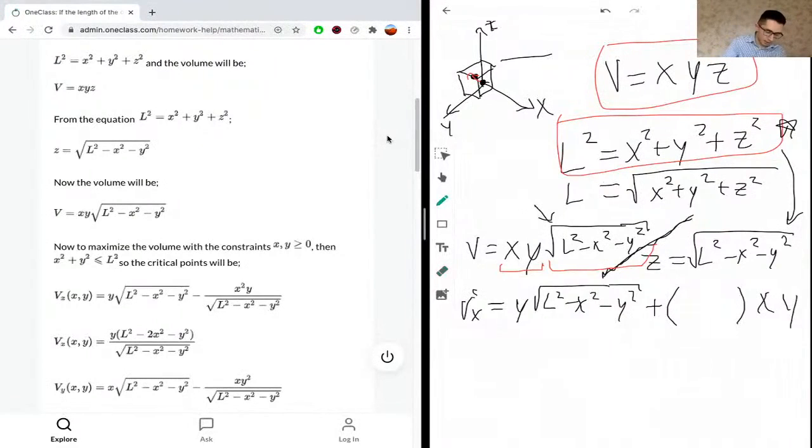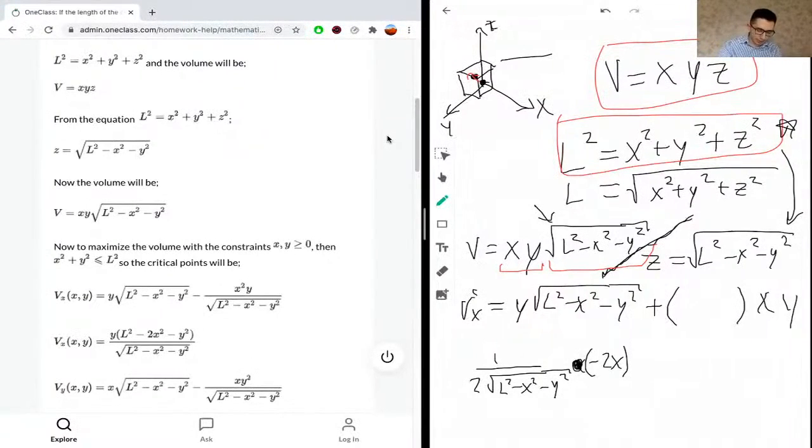So knowing this, the derivative of the outside component, the square root, would be 1 over 2 square root of L squared minus x squared minus y squared. And then times the derivative of the inside, which is L squared minus x squared minus y squared. The derivative here would be negative 2x, because we're doing the derivative with respect to x. So I'll put this in brackets, with a dot for multiply.